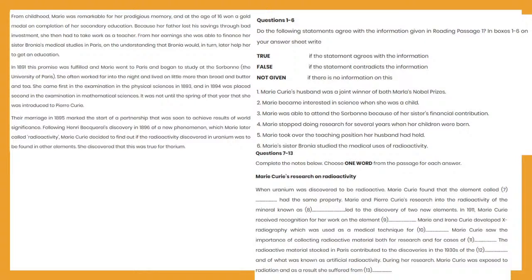Okay, Mary's husband was a joint winner of Maria's Nobel Prize. I think we have missed a paragraph here, but let's skip it. We'll see the next paragraph.